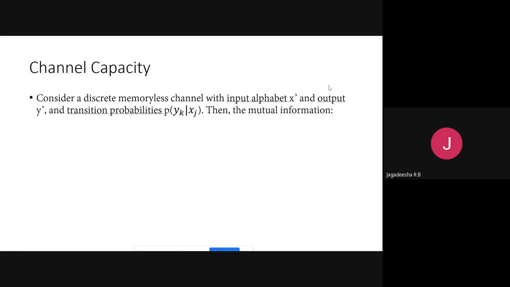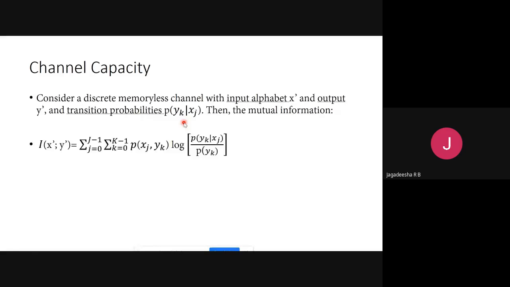When you consider the memoryless discrete channel with the input alphabet X', based on its transmission, you are expecting some outcome, that is Y'. That's basically the transition probability. That means you transmit xj, and then you will be expecting yk. In the case of a binary channel, you may transmit 0 and get 0 or 1 as yk, or you transmit 1, that is xj equals 1, and you get yk either 0 or 1.